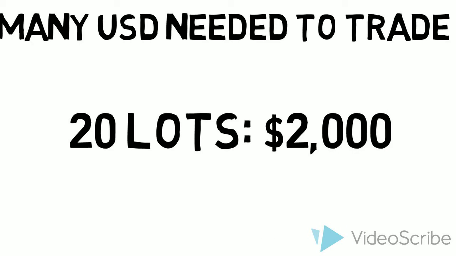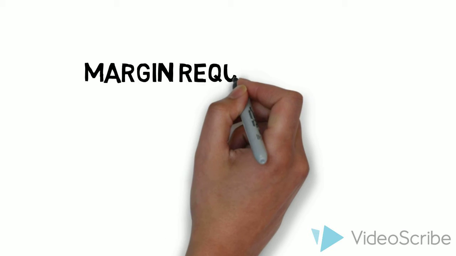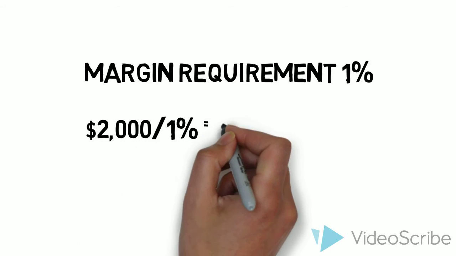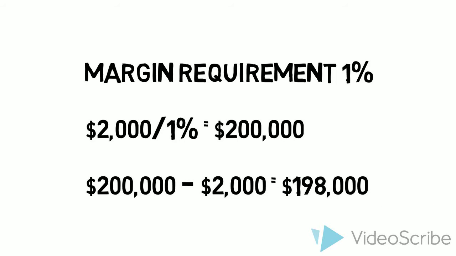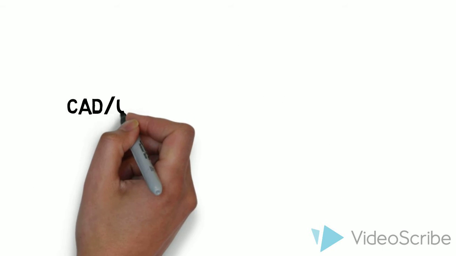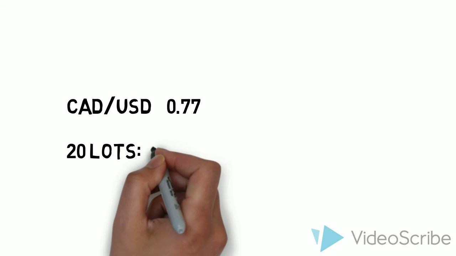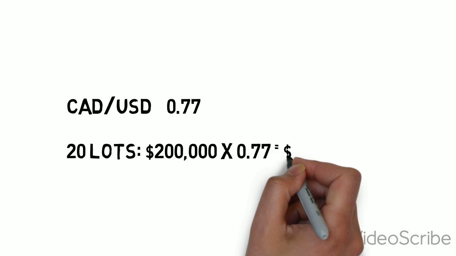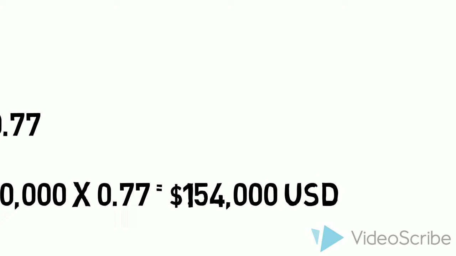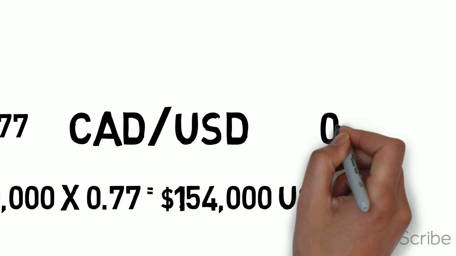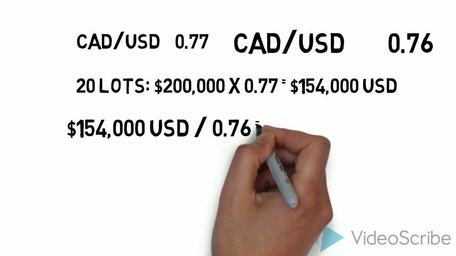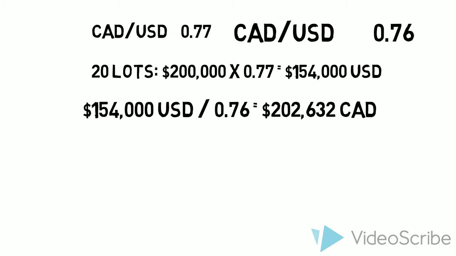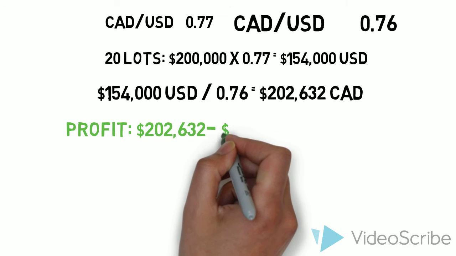If the margin requirement is 1%, it will allow him to trade up to 200,000 Canadian dollars. The portion borrowed from the broker will be $198,000. If the exchange rate is 0.77 at this moment, Professor Jassim's 20 lots will be worth $154,000 US dollars. If the rate goes down to 0.76, the US dollar will be worth 202,632 Canadian dollars now, which is a 2,632 profit.